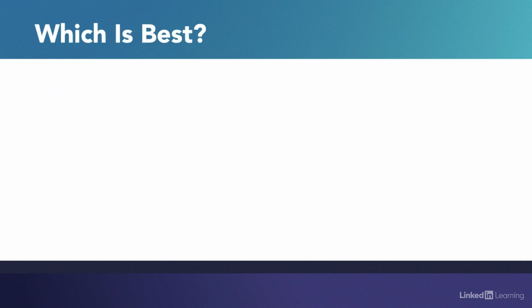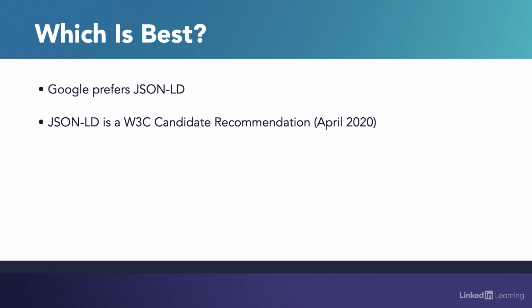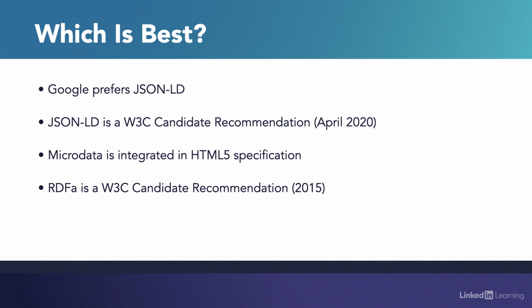So which one should you use? What's best? These days, it seems that Google prefers JSON-LD for its search results, and it's currently a W3C candidate recommendation as of this recording, with the latest update in April 2020. Microdata is integrated into HTML5, so it's part of the HTML5 specification. RDFa is also a W3C candidate recommendation. However, its latest version that I was able to find comes from 2015. So it's not in as rapid development as JSON-LD is.